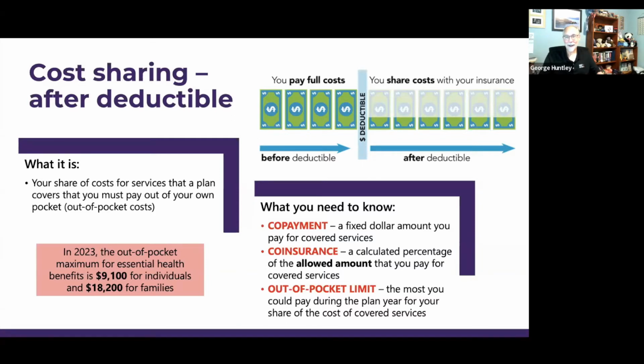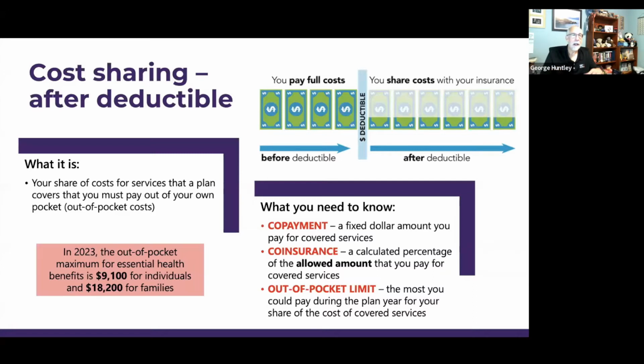And many times in the major medical, you go to see your doctor, you go have a procedure done. Sometimes you owe 20 or 30% of that procedure. So it could be a percentage. And you pay that cost sharing after that deductible up until you've met your out-of-pocket limit. And that out-of-pocket limit is an important number because after that, you stop paying and the insurance pays all of it. So in 2023, that maximum out-of-pocket limit is $9,100 for individuals. That's a big number, but at least it's there.